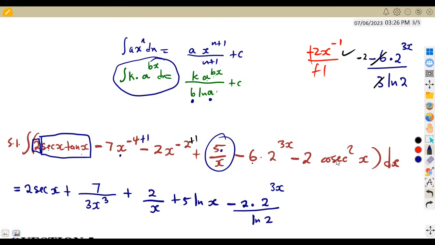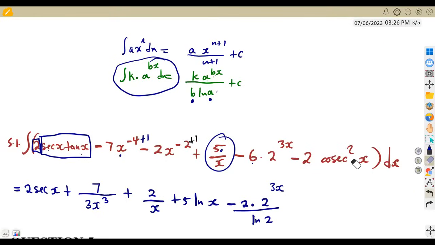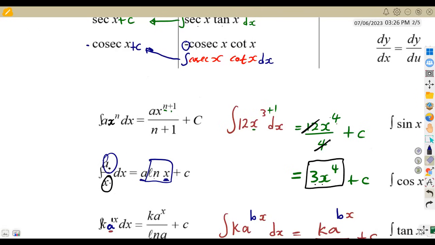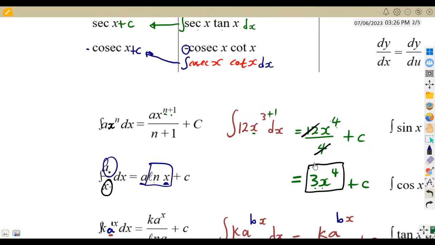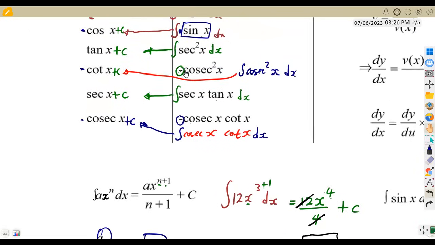All right, then we move on to this part. There's a negative, it's cosec squared. So here we're talking about cosec squared. What is the integral of cosec squared? Let us check. Like I said, if you do not know this, go back to the derivatives. Here we said cosec squared gives us minus cot, so this is minus cot x. So we're going to obtain a negative cot x there.